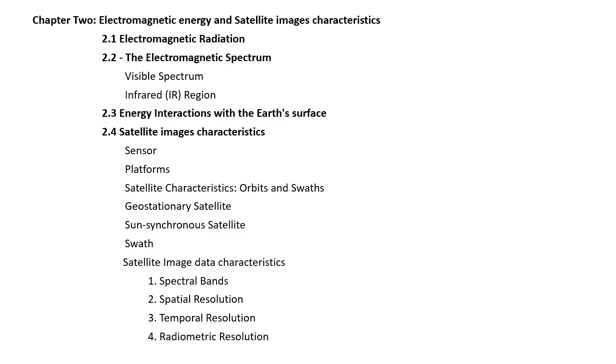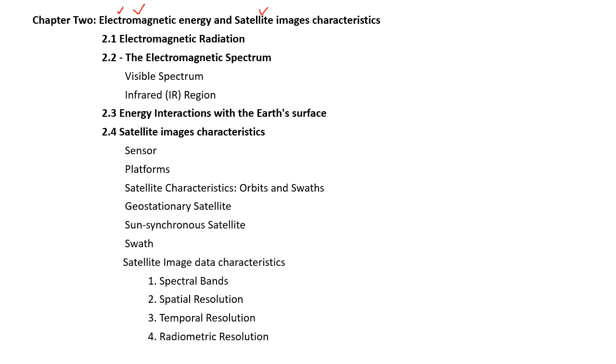In the second chapter, we will talk about electromagnetic energy and satellite image characteristics. Why are we talking about electromagnetic energy? Because when we come to chapter one, we will discuss in detail what remote sensing is, its definition and elements. Then you will come to know that it is essential to know what electromagnetic energy is, what its characteristics are, and what the characteristics of satellite images are.